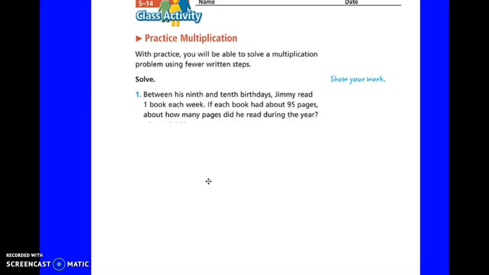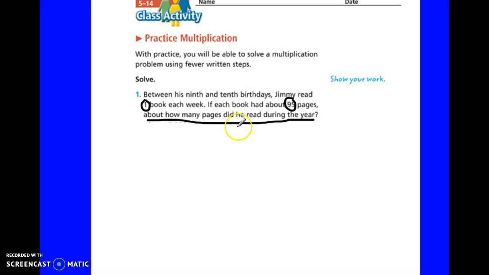So, first off, let's go ahead and read this problem. We'll use our strategies for word problems. After I read it, it says, between his 9th and 10th birthday, Jimmy reads one book each week. If each book had about 95 pages, about how many pages did he read during the year? All right, again, I go through and I circle my numbers. He read one book each week. He read about 95 pages. My question is, about how many pages did he read during the year?